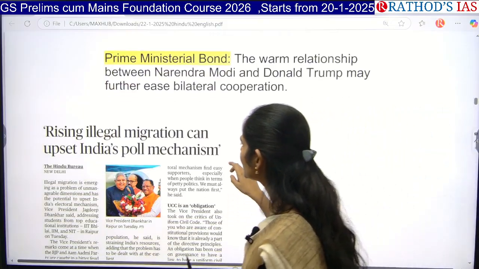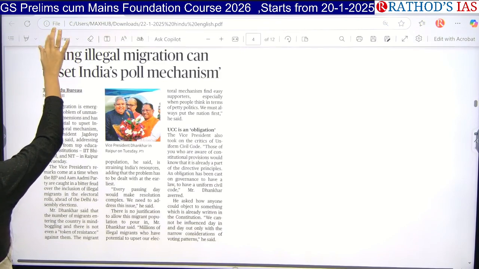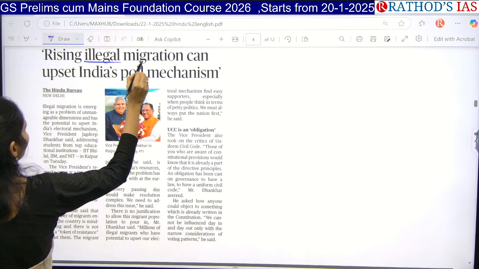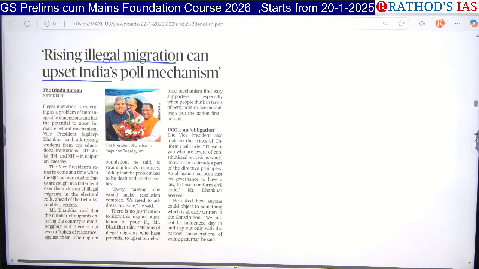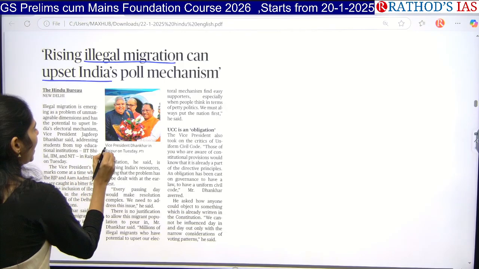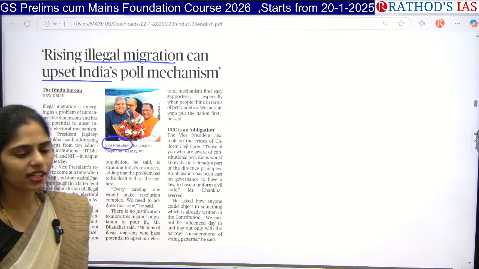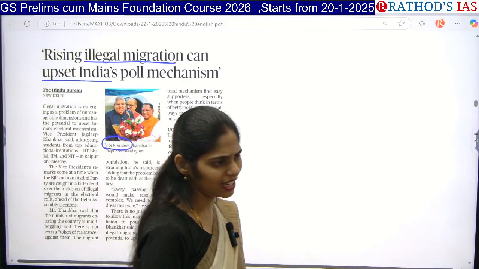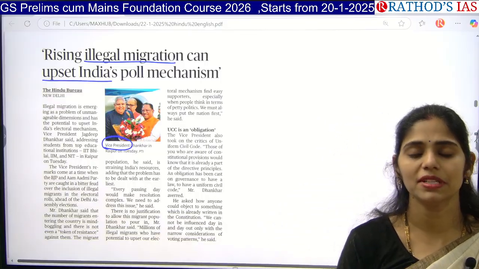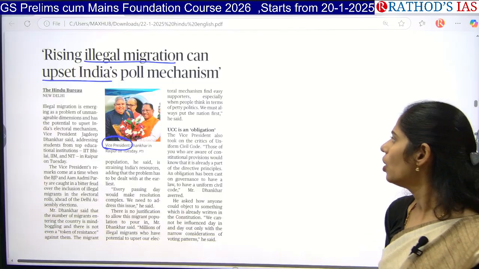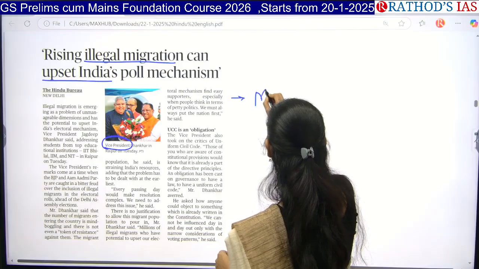Okay, now let us see the next article. The title says, rising illegal migration can upset India's poll mechanism. This is a statement given by our Vice President. Whenever any of our officials or other dignitaries and government officials give information or statements, that is very important, guys.